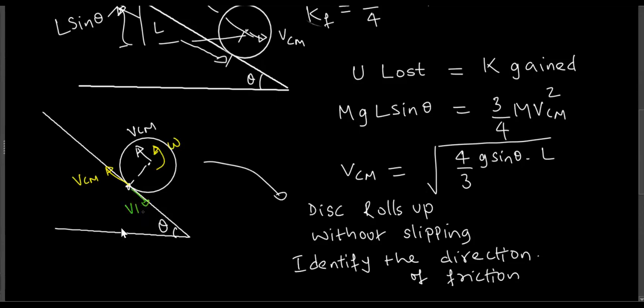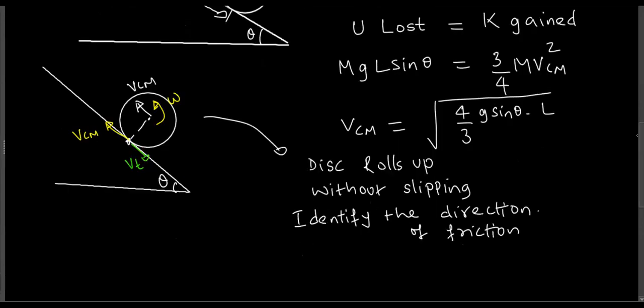You're okay here? So for the point of contact, the velocity of center of mass should match the tangential velocity. That means VCM should be R omega. You're with me so far?